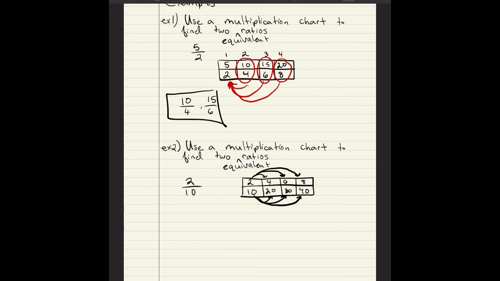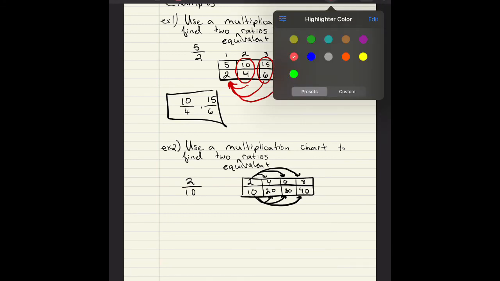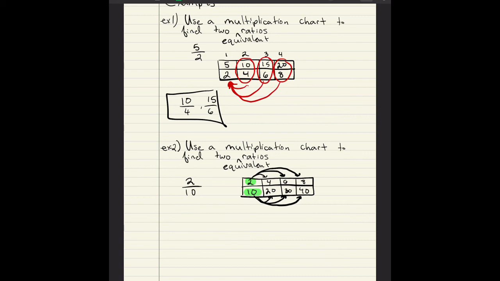But on this one, let's look at our given numbers, 2 and 10. Can these two numbers be broken down to get an equivalent ratio? Is there something we can divide by 2? Is there something we can divide 2 and 10 by? Yes. 10 can only be divided by 5 and 2. So can 2 be divided by 5? No. But 2 can be divided by 2.